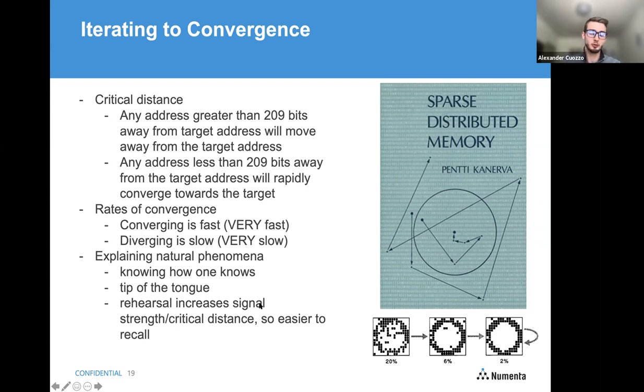Another natural phenomenon he argues is that if you rehearse something a lot of times, you practice it a bunch, that increases the signal strength and thus the critical distance, because you're storing the same pattern in a bunch of different neurons. So all the multi-sets of hard locations that are close to what you want to recover become saturated with the actual data that you want to recover, and thus it increases the critical distance. So then it's easier to recall.